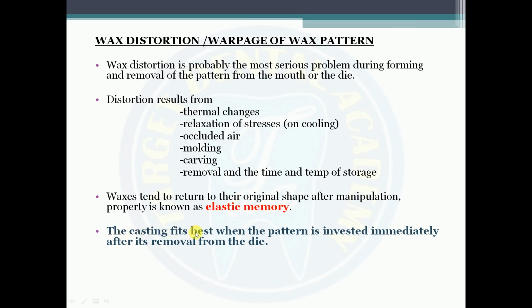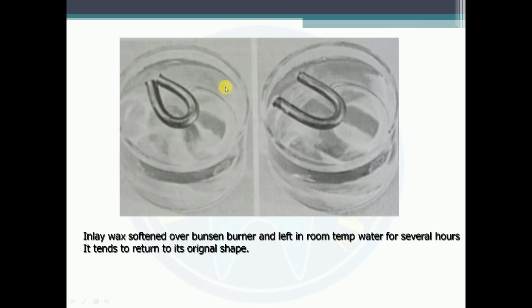The casting fits best when the pattern is invested immediately after its removal from the die. So you don't have to wait. After removal from the die, it should be invested immediately. So this is the inlay wax softened over the Bunsen burner, and when it is left at the room temperature for several hours, it gets back to its original shape.